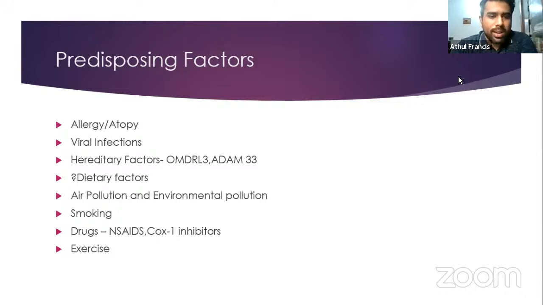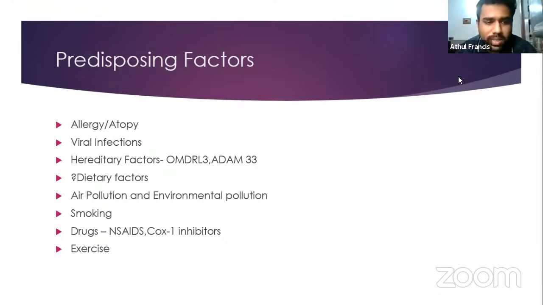Then air pollution and environmental pollution, which is the most common cause of asthma nowadays. It can exacerbate even a stable asthma, and it can also cause COPD as well. One of the most common causes of COPD nowadays is air pollution. Then smoking, as I told, in itself can cause a neutrophilic, non-TH2, non-allergic form of asthma because of the release of interleukin 8.